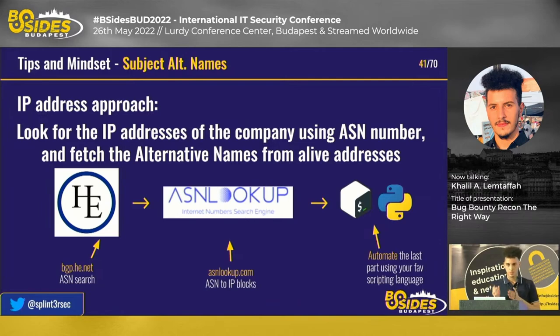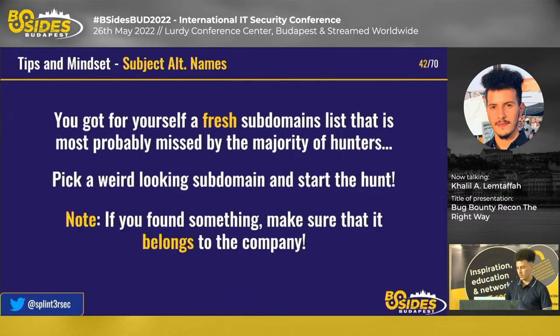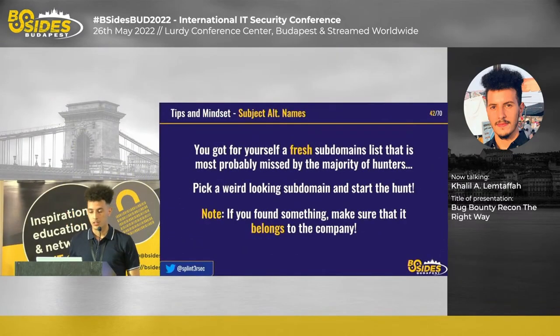And you can just pick that number, the ASN, and put it in asnlookup.com, and it will translate that number to a list of IP address blocks. And for the last part, you can automate it using your favorite language, such as Bash, Python, Perl, or Ruby, anything that you like. And you got for yourself a fresh subdomains list that is most probably missed by most of the hunters. You just pick a domain or a subdomain and start the hunt.